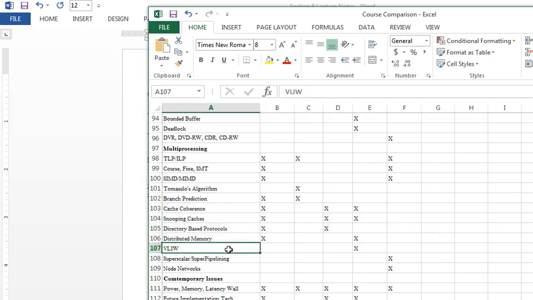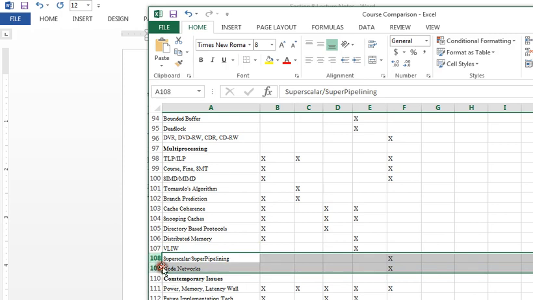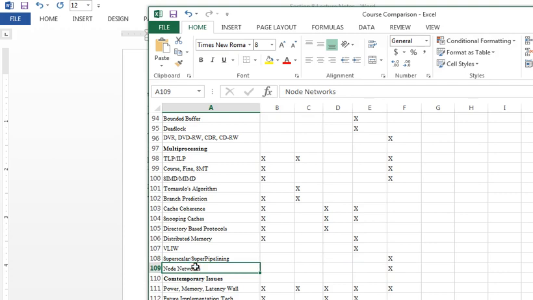VLIW is just, hey, instead of 32, let's make it 128 bits. And how can you make that occur? Superscalar and super pipelining, well, we didn't cover it explicitly. I did talk about what that was, it's just breaking the stages into as much as possible. And then node networks: what happens if you have multiple computers in a node? How do you distribute communication? So we didn't cover that.